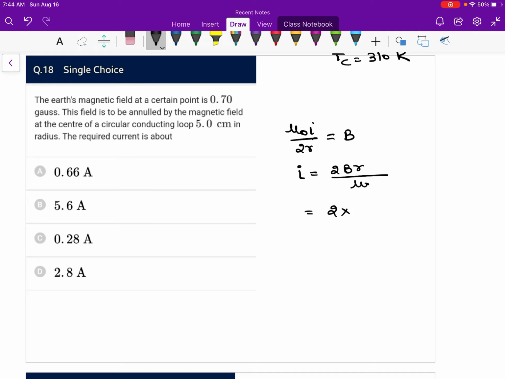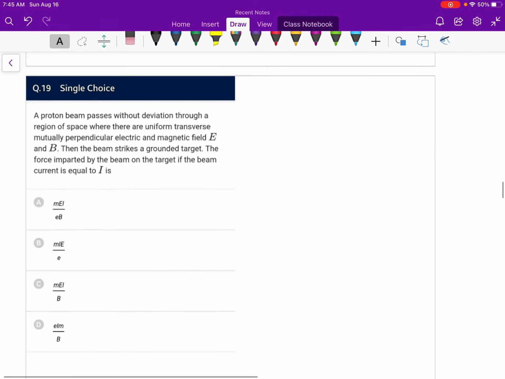So that is 2. B is 0.7 Gauss, Gauss is 10 to the power minus 4 Tesla. So this is 7 into 10 to the power minus 5, and radius is 5 centimeter, 5 into 10 to the power minus 2 upon 4 pi into 10 to the power minus 7. So 7 5s are 35, 2s are 70. So 35 upon 2 pi. Okay, 35 by 2 pi. So 35 upon 6. So this is less than 6 and greater than 5. So B is the correct option.